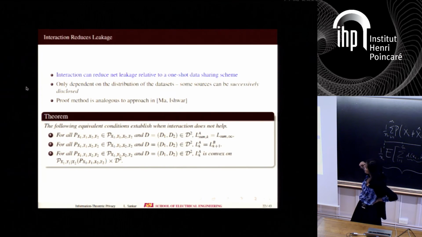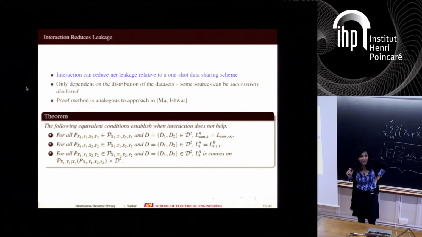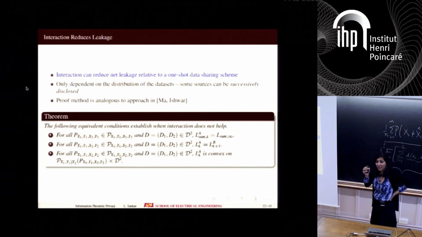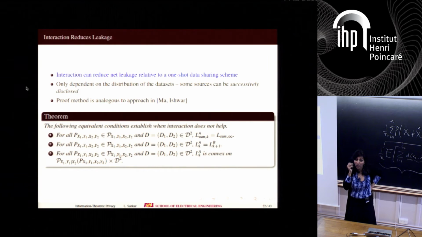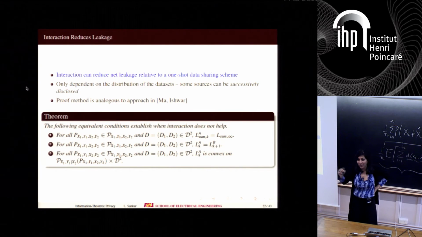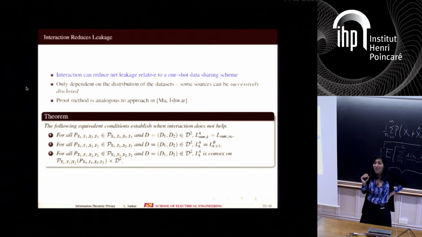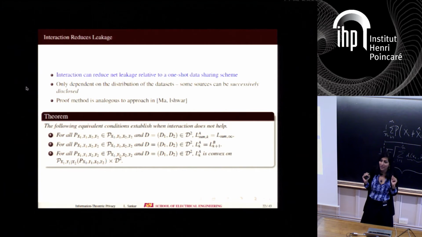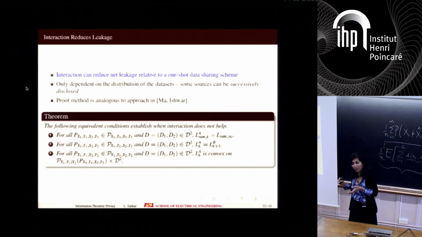You have all these results, and what I want to show is that interaction can help reduce leakage relative to one-shot data sharing. And this is not true for all sources. In fact, my next slide will show you when it's not true. But it is true for a large class of sources that satisfy certain properties, and that completely depends on the sources and their joint distributions. And it's a very complicated proof.